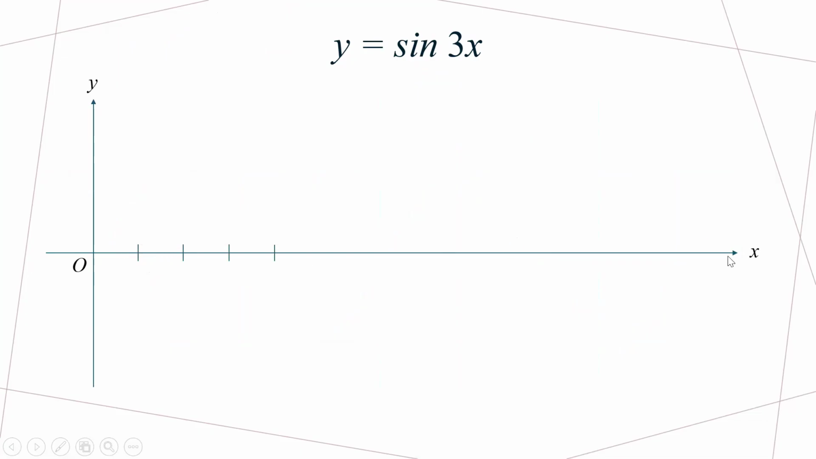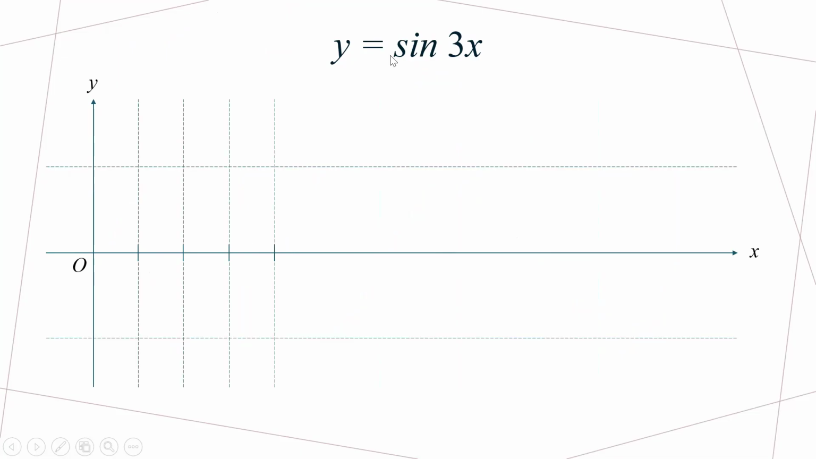I have limited space, so my marking or the division will be smaller, as long as I mark down 4. My amplitude is 1, so I just need 1. So 0, maximum, 0, minimum, 0. This is 1 cycle. 3x means 3 cycles, so let's draw 3 cycles.